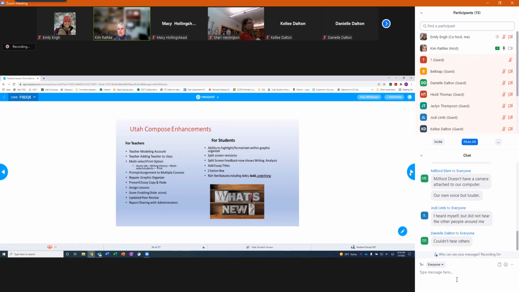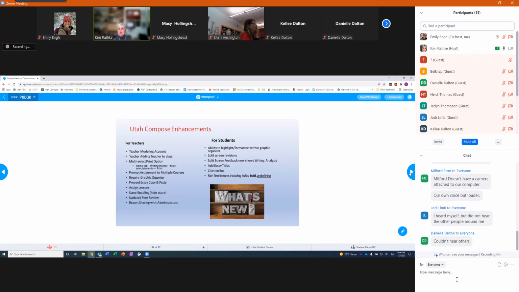You can also print multiple essays at once now, which is really awesome, especially if you're using Chromebooks and you just want to print the last draft that your students wrote so that you can provide them hard copies. You can just go to the Home tab, hit Writing History, multi-select all the students and hit Print, and it will print all the essays. Back in the day, I used to have to print each one by one, or I would just have my students submit and print them for me.